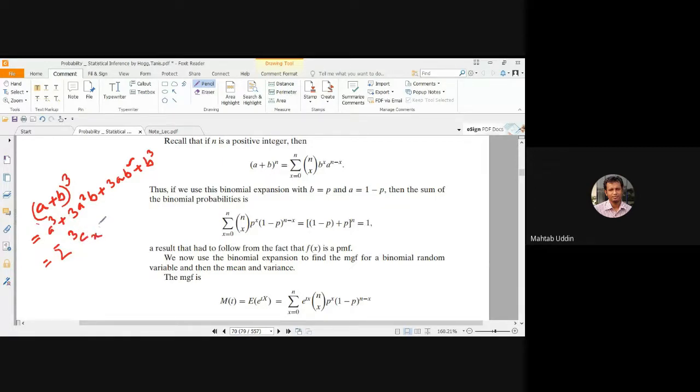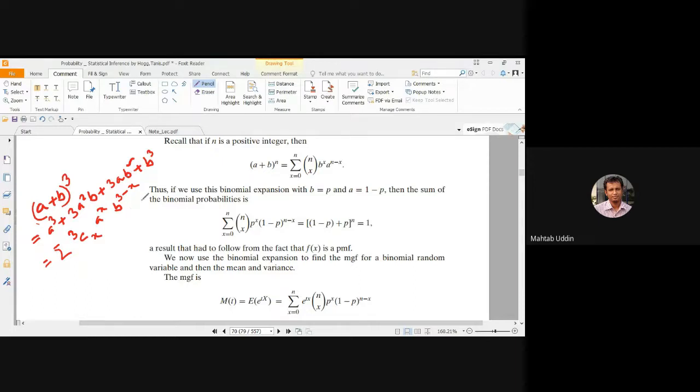You can easily write this as the sum of 3Cx a to the power x, b to the power 3 minus x. If you put x equal to 3, you will get a cube, because 3C3 is 1, then b to the power 0, so a cube. If you put x equal to 1, you will get 3C1 which is 3, a square b, and so on, isn't it?